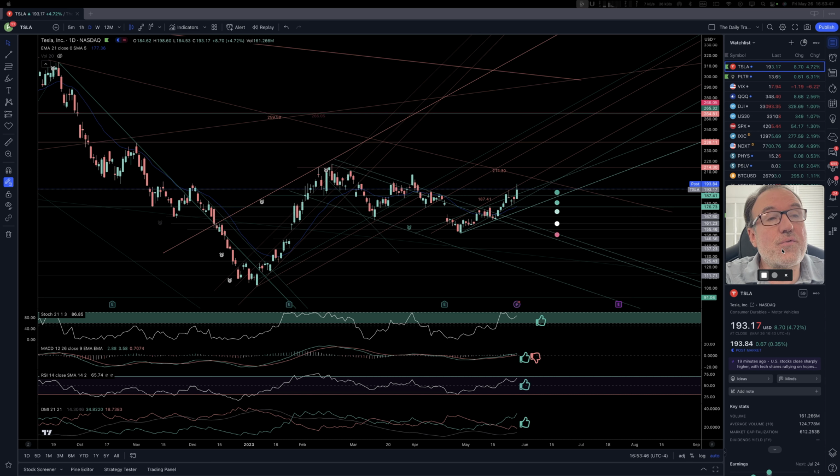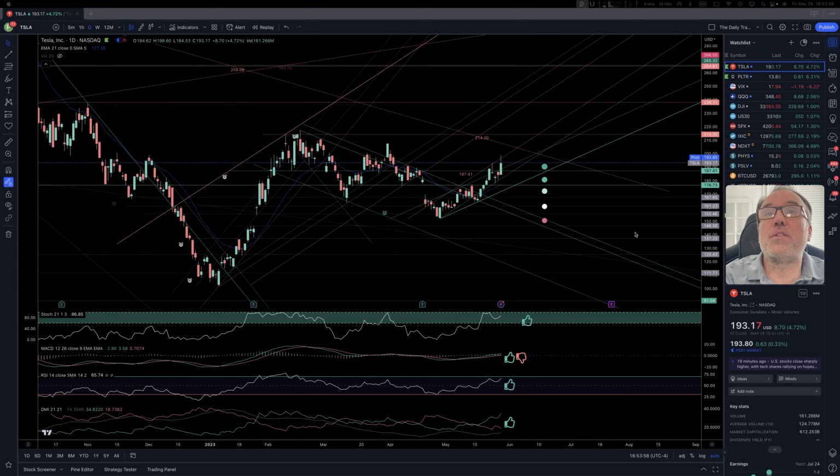So Tesla is up $8.70 today. That's 4.72%, closed at 193.17. Post-market, we seem to be up by 63 cents. So let's look at what we have here on the chart.